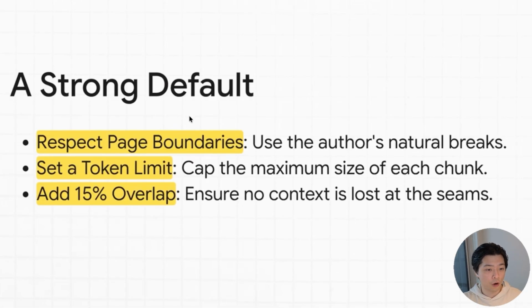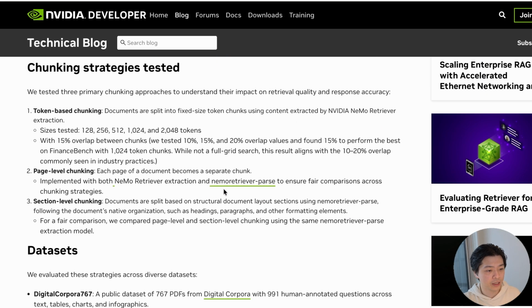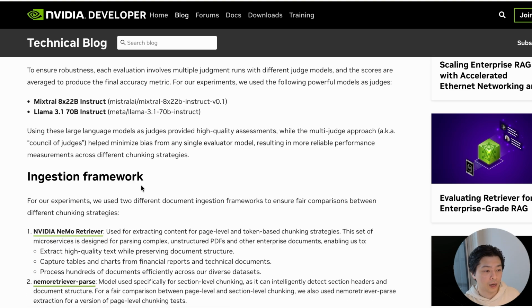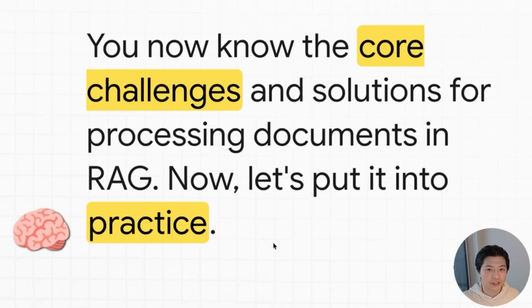Here's a strong default: page level chunking with a token limit and overlap. Respect page boundaries. They are the natural breaks the author created. Cap each chunk with a token limit and add 15% overlap at the boundaries so nothing gets lost. NVIDIA tested these combinations and found it works well across a range of PDFs. That is all the theory you need. Let me show you the problem and the fix. Then I will walk you through a proper experiment to find the right chunk size.